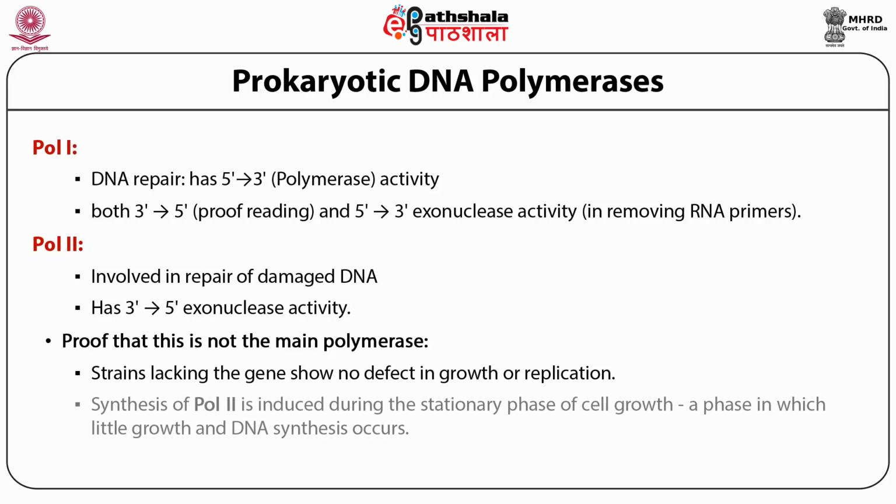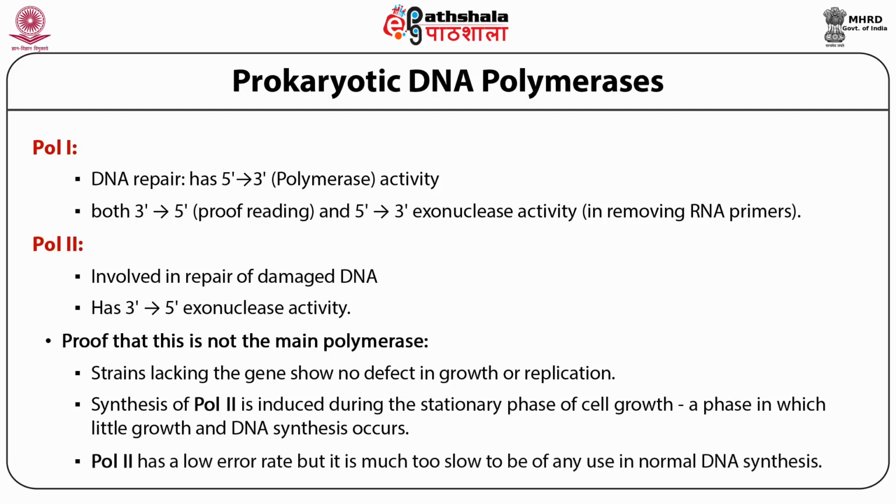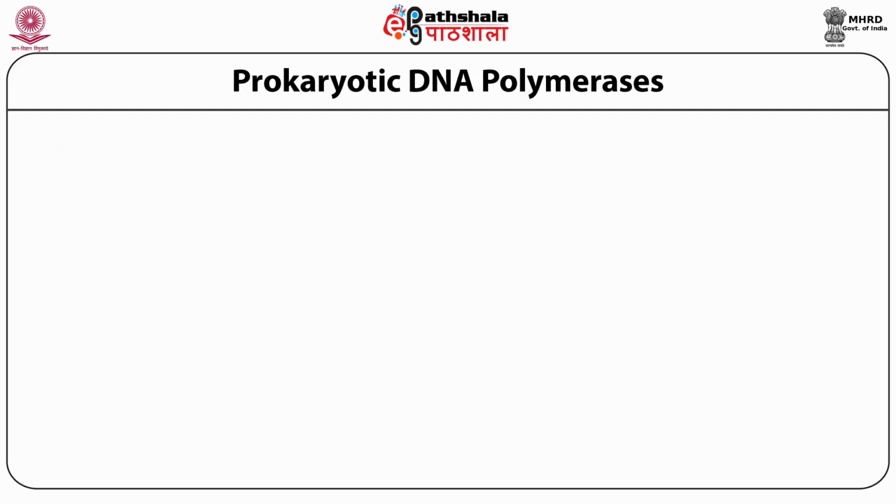Point number 2: polymerase 2 is usually induced during the stationary phase of cell growth. However, during this phase, there is no DNA synthesis or replication. So DNA polymerase 2 is most probably involved in DNA repair and is not the main processive enzyme in replication. Finally, although DNA polymerase 2 has a very low error rate, it is too slow to be of any use in normal DNA synthesis. Finally, scientists discovered the main replicating polymerase in bacteria, which is DNA polymerase 3.